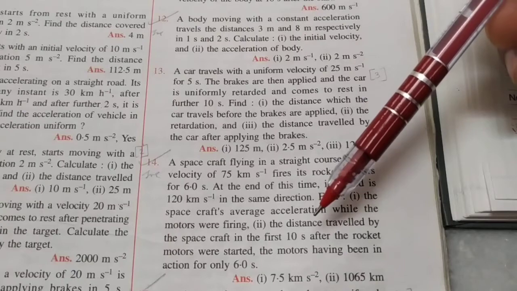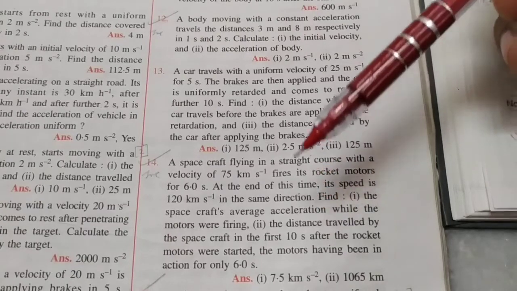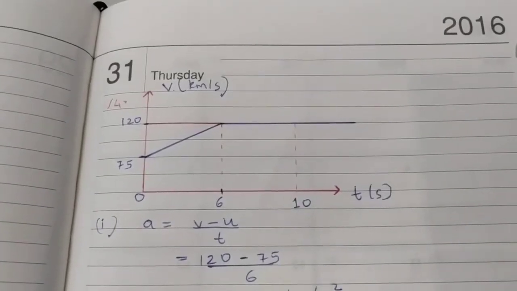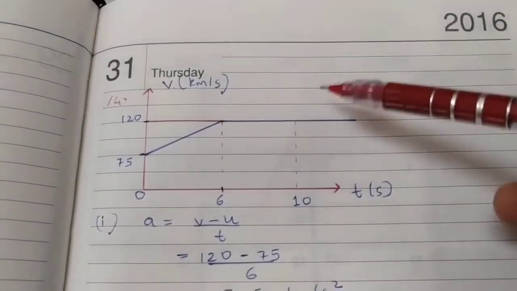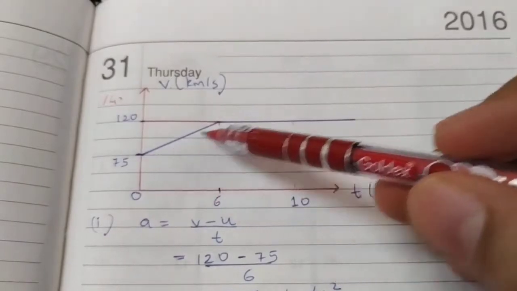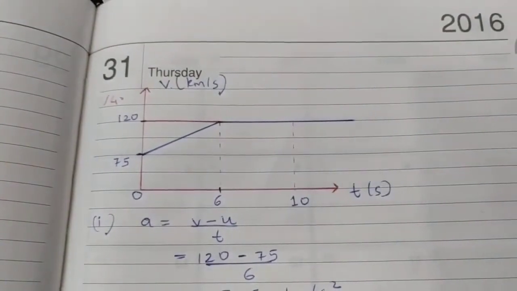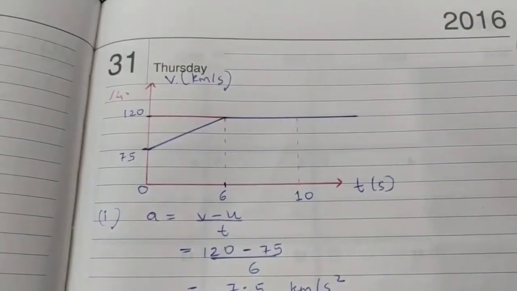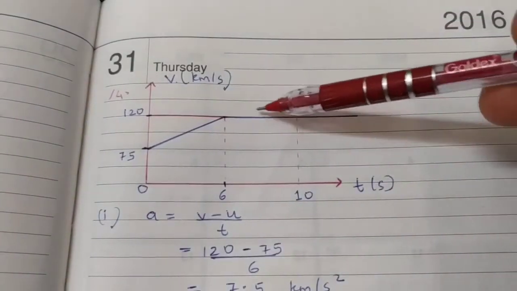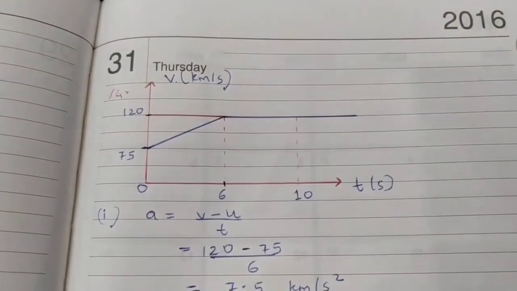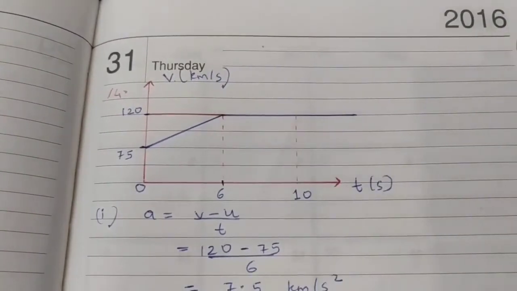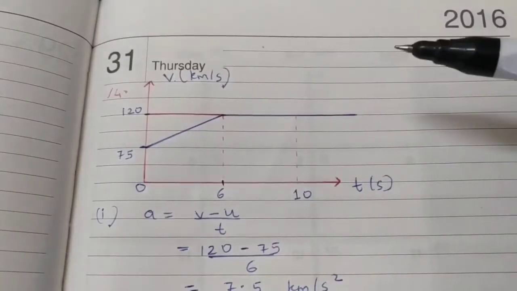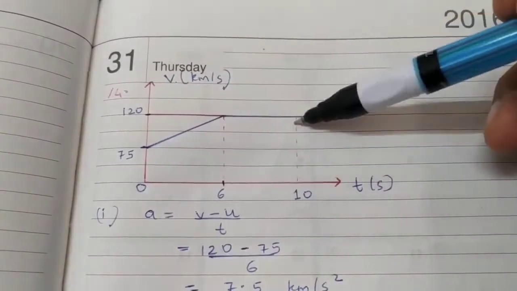Now I prefer to do this Roman number 2 graphically. So first we'll draw a graph which helps us to understand the sum very well. So the initial velocity was 75 and the final velocity is 120. For the first 6 seconds there is an acceleration, a uniform acceleration, as you can see. It's a VT graph. And after that there is uniform velocity. So from the 6th second to the 10th second there is a uniform velocity, which is 120 kilometers per second.